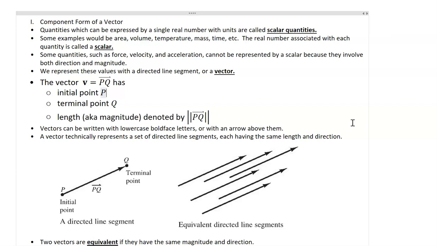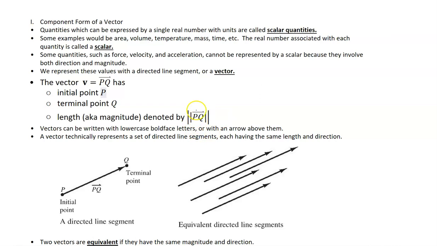Now some quantities such as force, velocity, acceleration, etc. cannot be represented by a scalar because they involve both direction and magnitude. And we represent these values with a directed line segment or a vector. So the vector v equals PQ, and notice there's an arrow pointing from P to Q that goes on top of that. It has an initial point P and a terminal point Q. The length or the magnitude is denoted by ||PQ||.